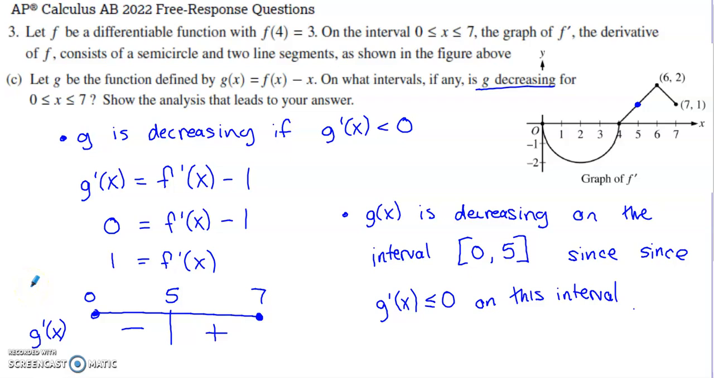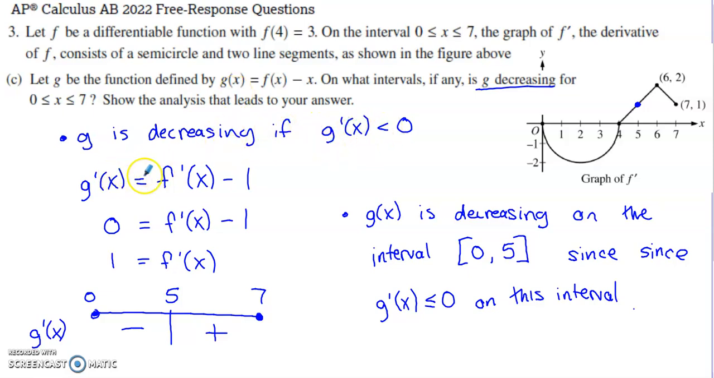In part C, they define a new function. This new function is g of x. It's equal to f of x minus x. They ask us where g is decreasing on the interval 0 to 7. We want to show our calculations and analysis. So I realize right here, g decreasing. Well, if g is decreasing, that means g prime is less than 0. So I need to know what g prime is.